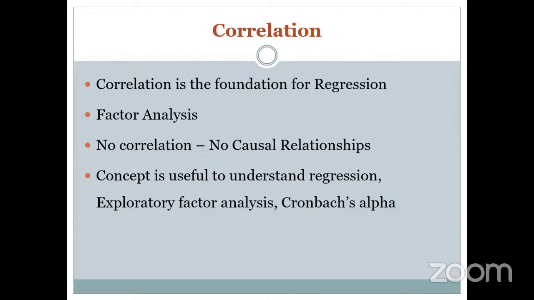This concept of correlation is useful to understand regression, exploratory factor analysis, and Cronbach's alpha. In fact, Cronbach's alpha is also based on correlation. However, if the correlation is poor and the number of items is high, Cronbach's alpha still comes out very high, but yes, it is based on the correlation only.